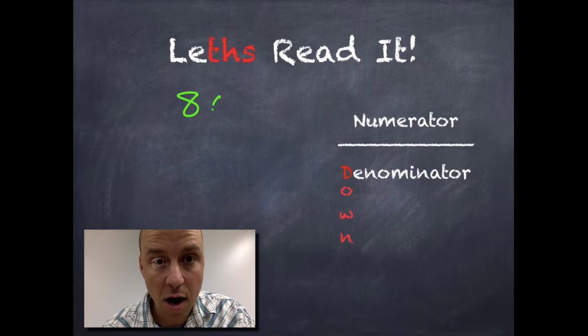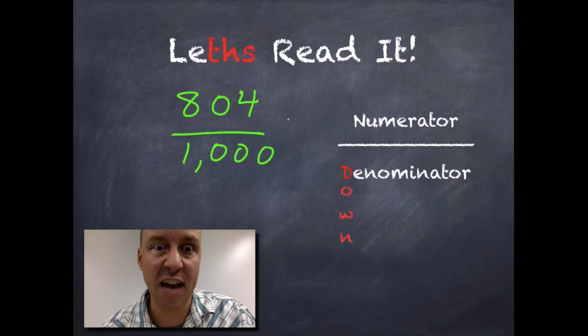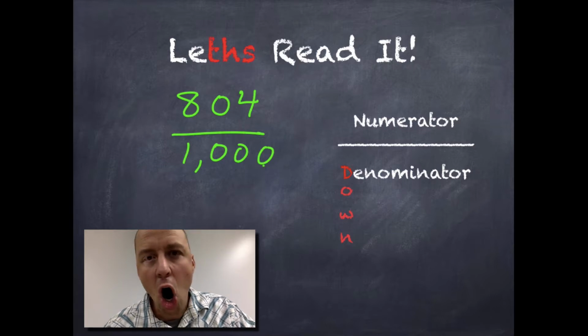What? One more huge one. Let's do 804/1,000ths. Whoa. Cool, but doesn't seem that tough, right?